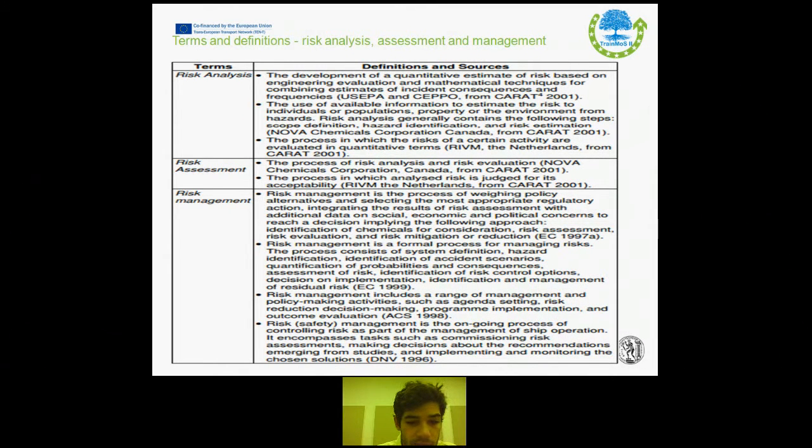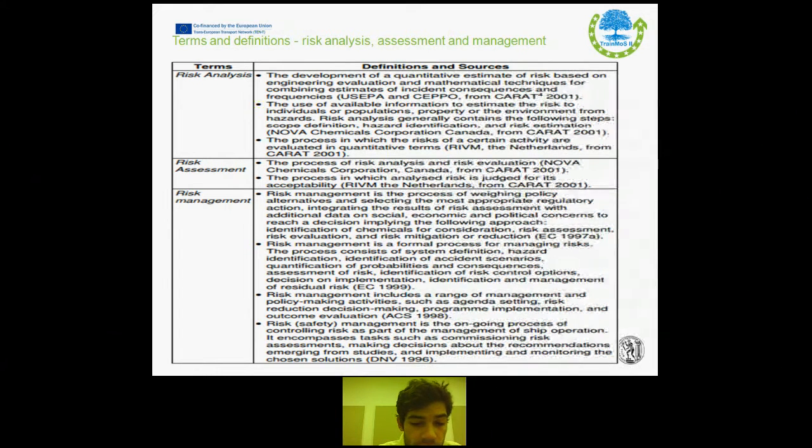Finally, risk management is defined as the process of weighing policy alternatives and selecting the most appropriate regulatory action, integrating the results of risk assessment with additional data on social, economic, and political concerns to reach a decision implying the following approach: identification of chemicals for consideration, risk assessment, risk evaluation, and risk mitigation or reduction. Or, according to another definition from the European Commission, risk management is a formal process for managing risks. The process consists of a system definition, hazard identification, identification of accident scenarios, quantification of probabilities and consequences.